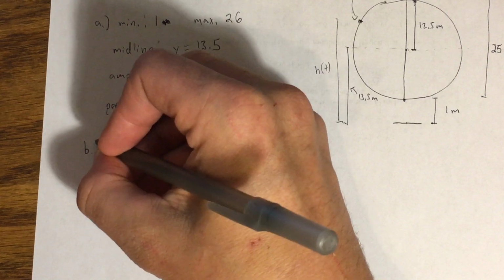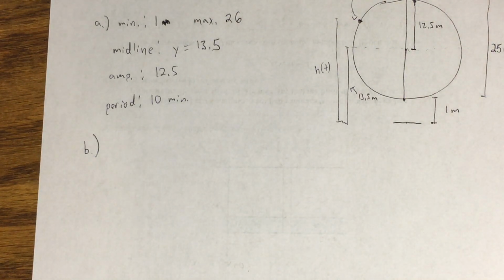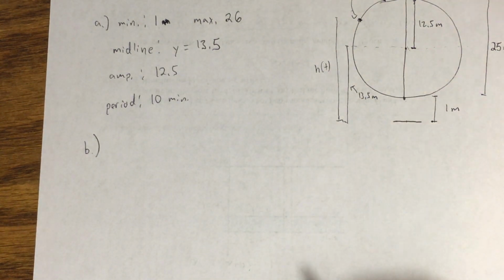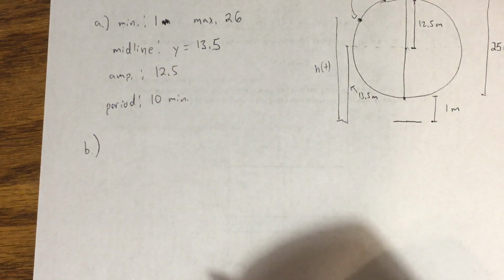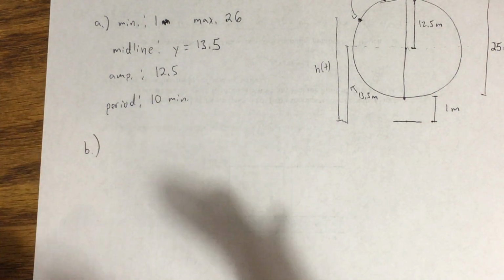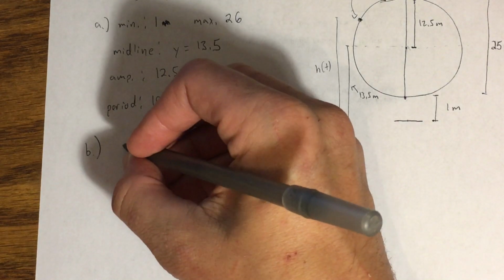B. We want a formula for the height function. We want to figure out what h of t is. Well, let's think of this in terms of a graph for a moment. Let's start the clock at t equals 0.